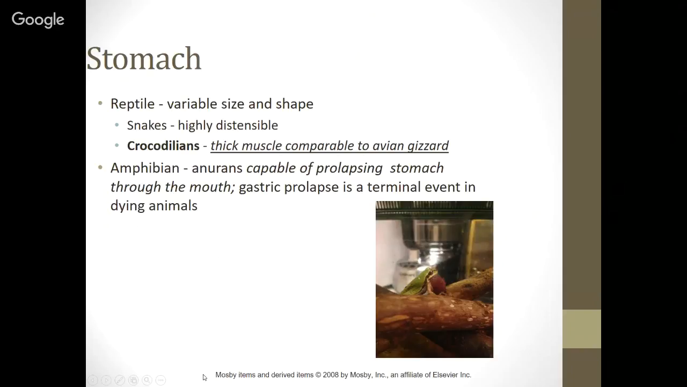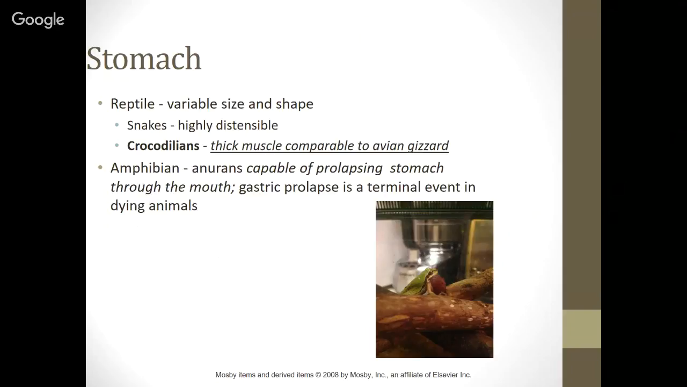In the stomach, the reptile has variable size and shape of the stomach. Snakes have a highly distensible stomach. Obviously, they're able to eat prey that is considerably thicker than they are. Crocodilians, their stomach is a thick muscle and we compare that to the avian gizzard. So they can really grind up those big bits of meat.